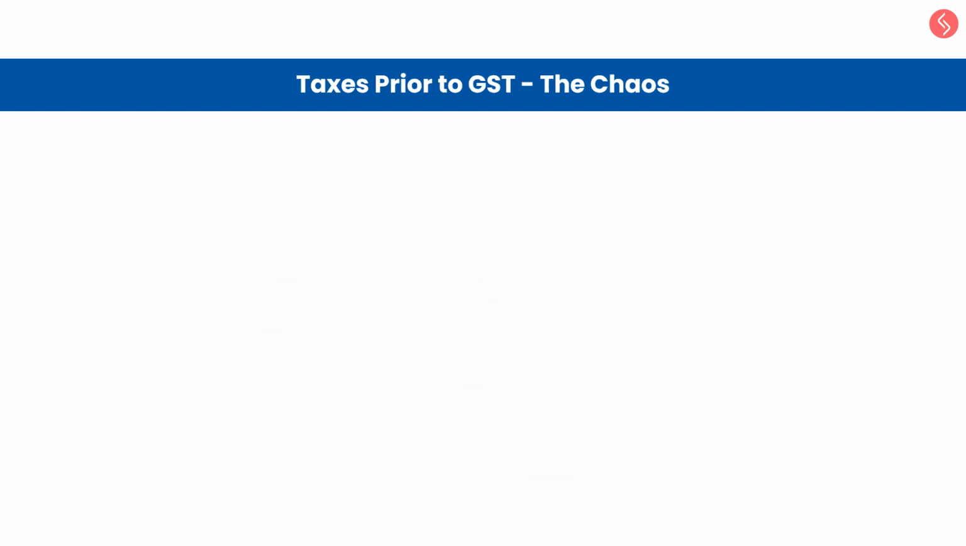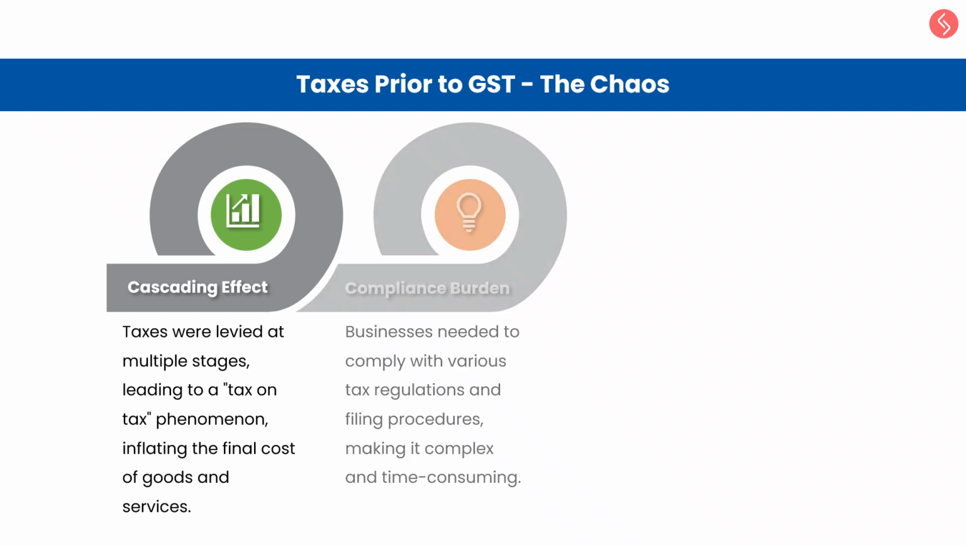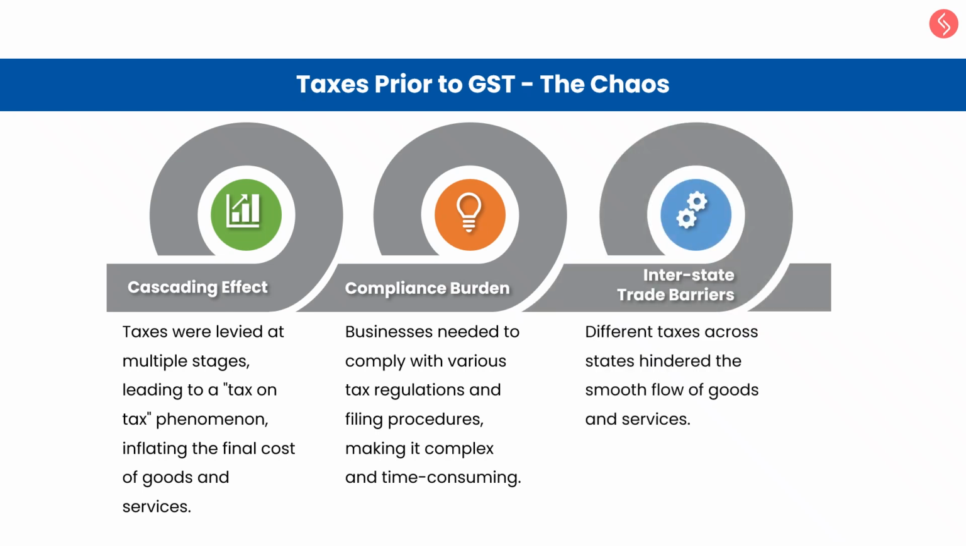Let's look at the chaos prior to GST. Cascading effect. Taxes were levied at multiple stages, leading to a tax-on-tax phenomenon, inflating the final cost of goods and services. Compliance burden. Businesses needed to comply with various tax regulations and filing procedures, making it complex and time-consuming. Interstate trade barriers. Different taxes across states hindered the smooth flow of goods and services.